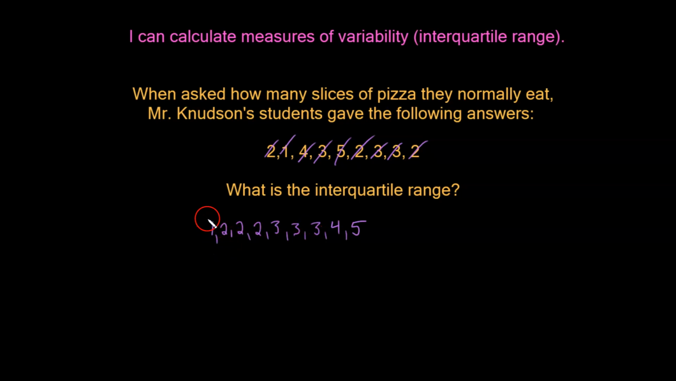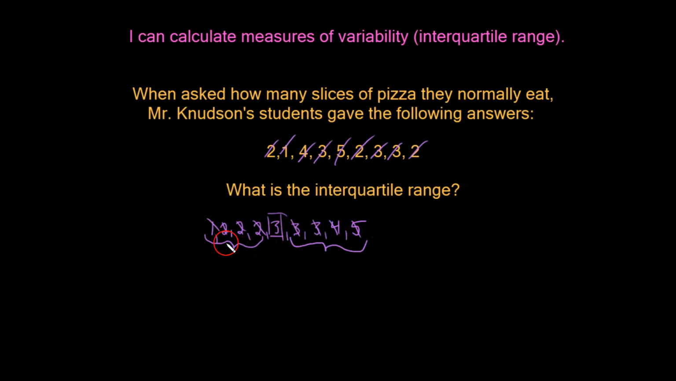We can cross out our numbers as we work our way to the inside, and we see that we have this 3 right in the middle with 4 data entries on the left and 4 data entries on the right. So 3 is our median. Now when we're calculating our interquartile range, that median divides the data into a lower half and an upper half, and we do not include the median in either of these two halves.